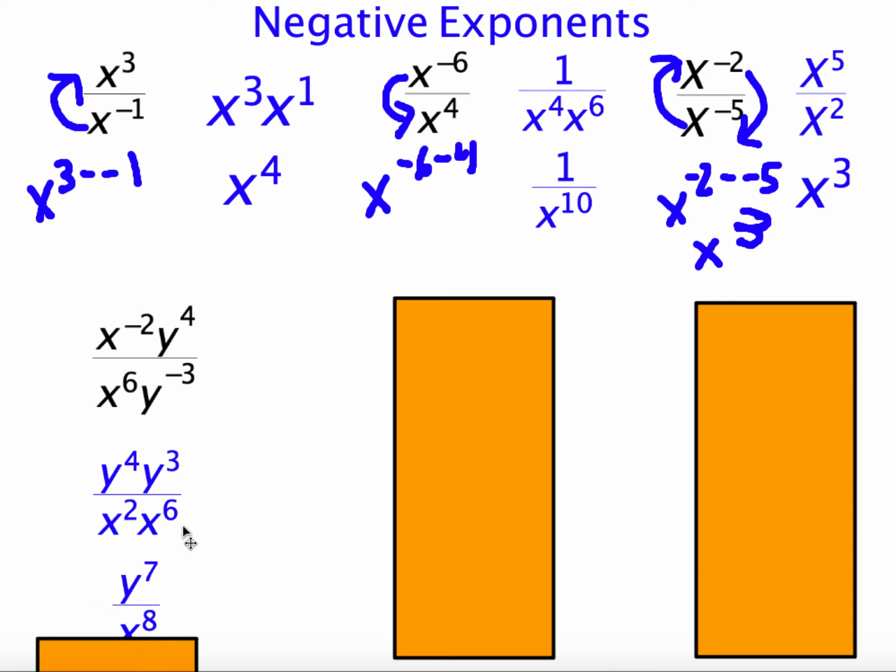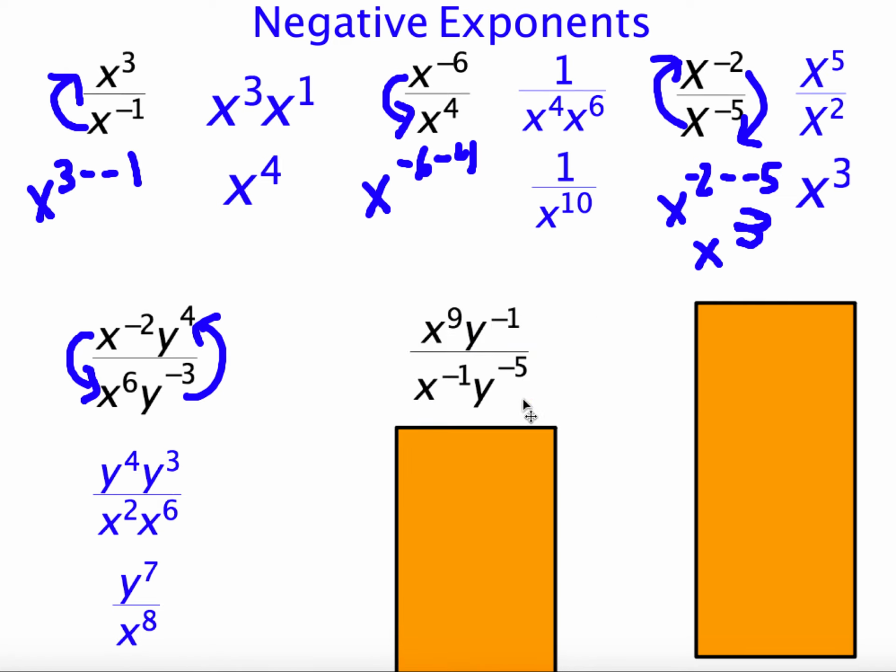I hope you have a final answer of y to the 7th divided by x to the 8th. Again, I am suggesting the arrow approach, so you take the x squared down to the denominator, the y to the 3rd up to the numerator, and then we have y to the 4th times y to the 3rd, which is y to the 7th, divided by x squared times x to the 6th, which is x to the 8th.